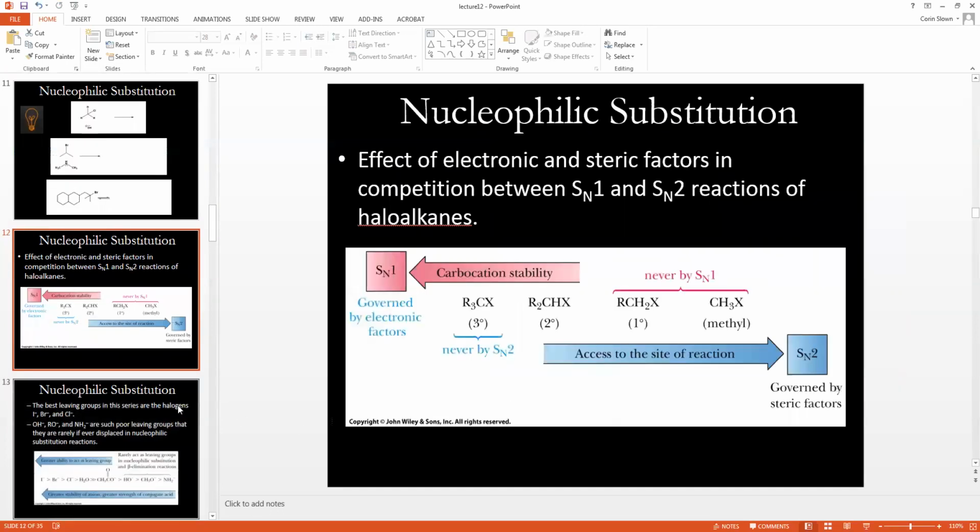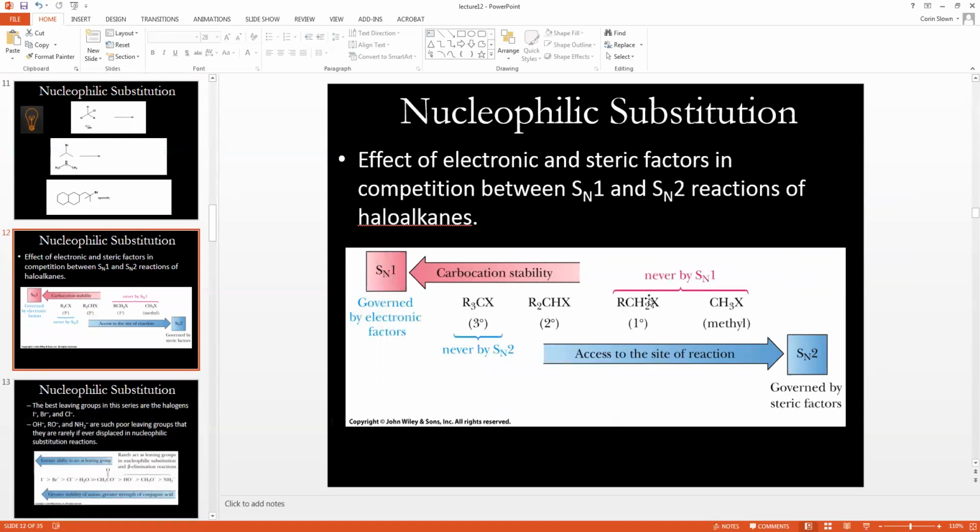When we're considering nucleophilic substitution, we really want to think about the effect of electronic and steric factors in competition between SN1 and SN2 reactions of the haloalkanes. What do I mean by that? Well, if we think about the fact that SN1, or carbocation stability, is governed by electronic factors, then something that is a tertiary carbon is never going to undergo SN2, whereas primary and methyl carbons are never going to undergo SN1.